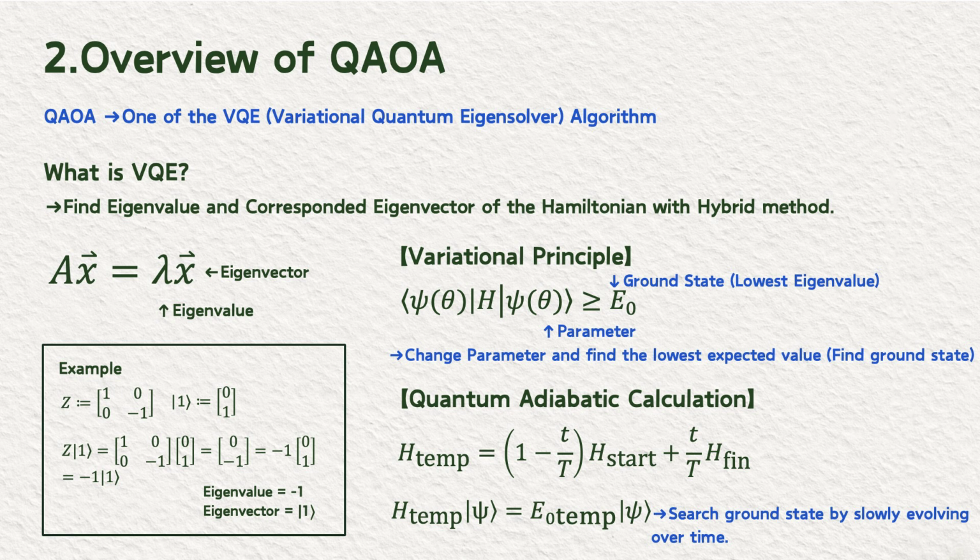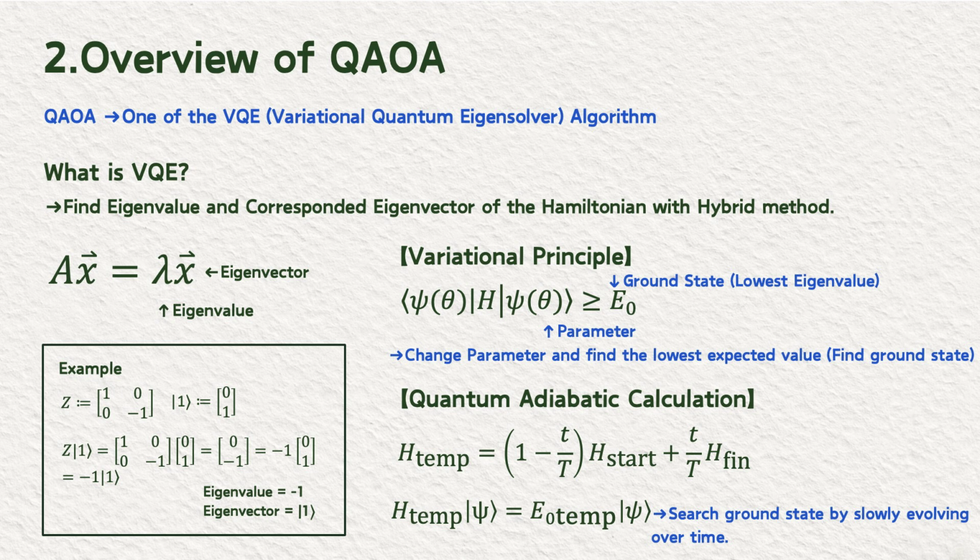Eigenvalues and eigenvectors are properties of a matrix where, when the vector is manipulated by the matrix, the direction of the vector remains unchanged, but the magnitude is scaled by a scalar. The scalar is called the eigenvalue, and the vector is called the eigenvector.